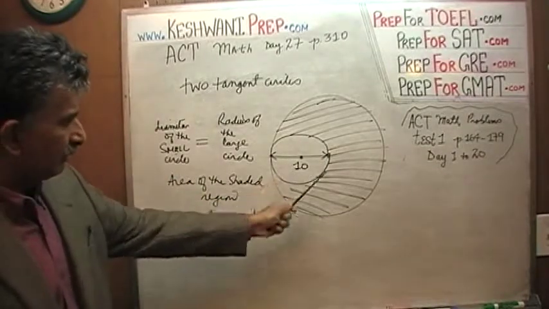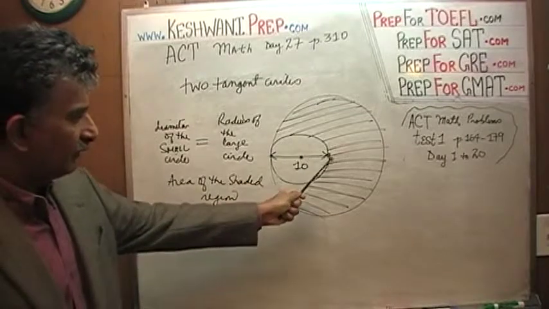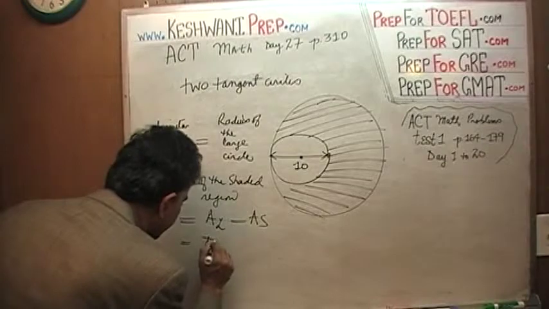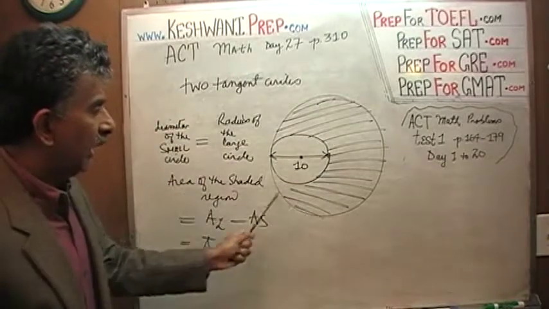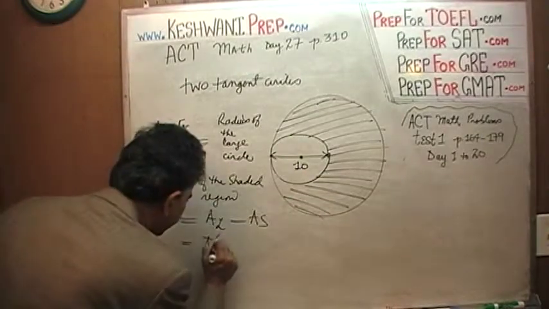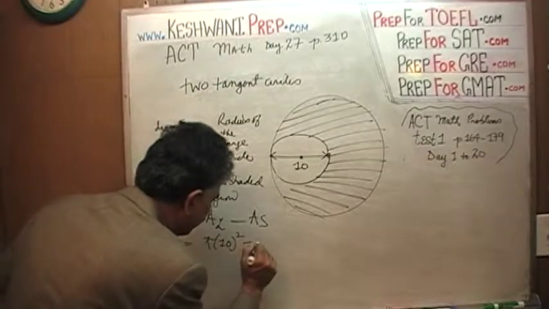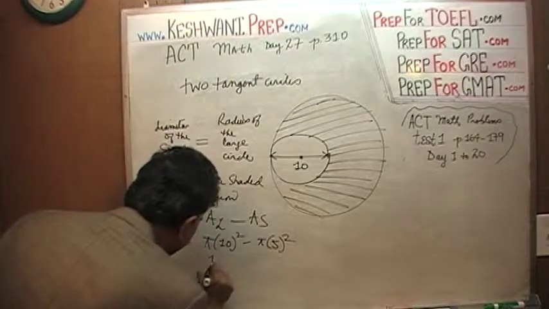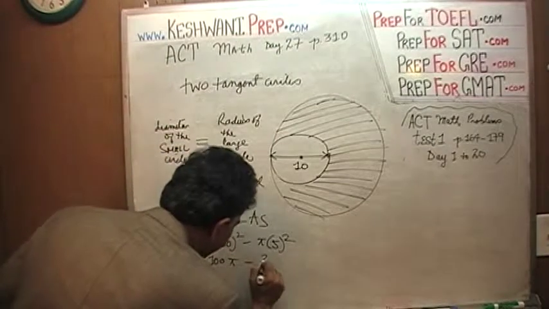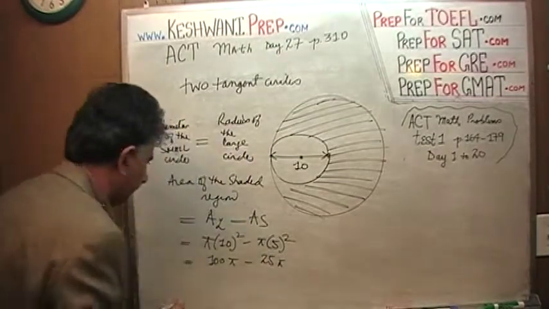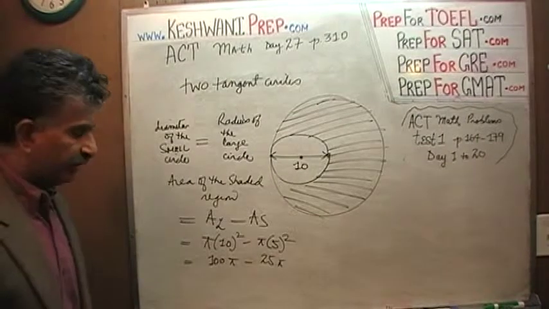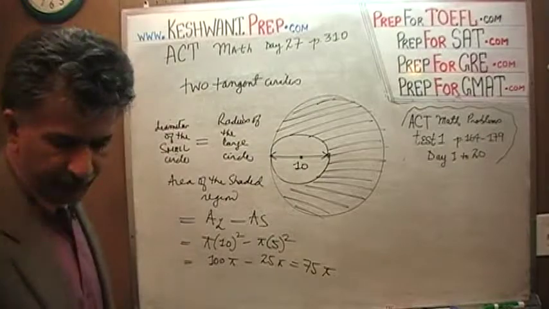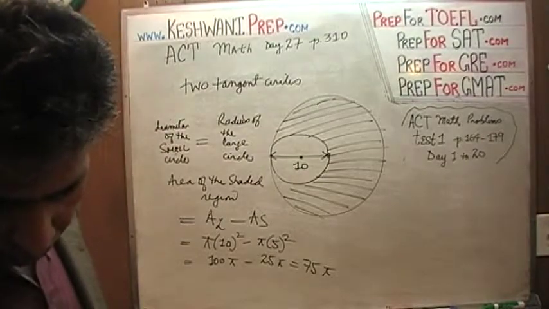If this is the diameter of the small circle, which means the radius of the small circle is half of that, which is 5. So pi r squared, the radius of the large circle is 10 squared, minus pi times 5 squared. That's it. This is 100 pi minus 25 pi. 100 pi minus 25 pi would be, of course, 75 pi. The answer is 75 pi. That's K.